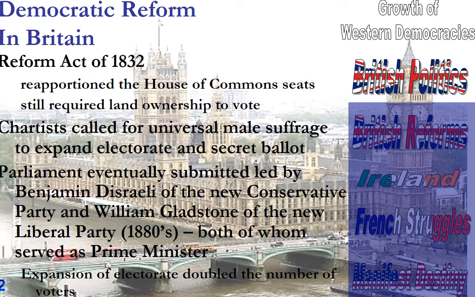Now, for example, we wanted to have universal male suffrage. The group called the Chartists were going around calling for this idea to expand the electorate so that every person could vote and it wouldn't be based on land. They also argued for what was called the Australian ballot, or in another way of saying, essentially a secret ballot.